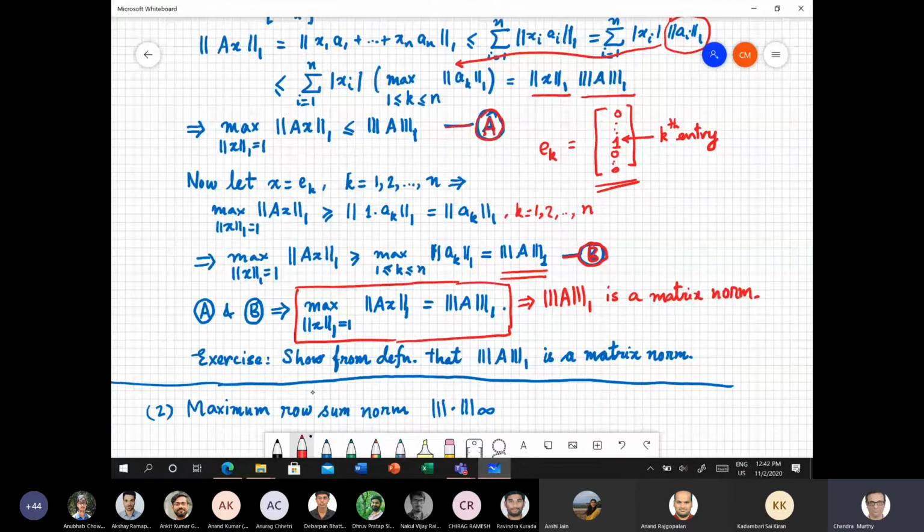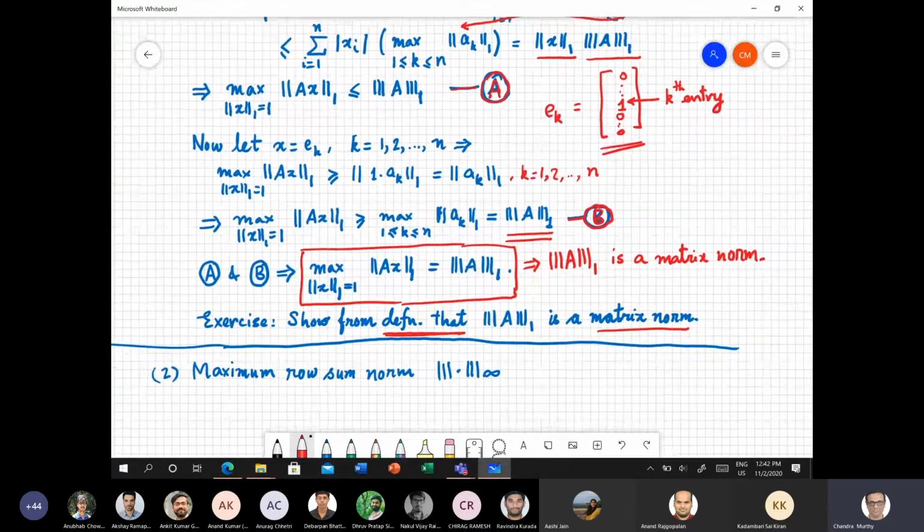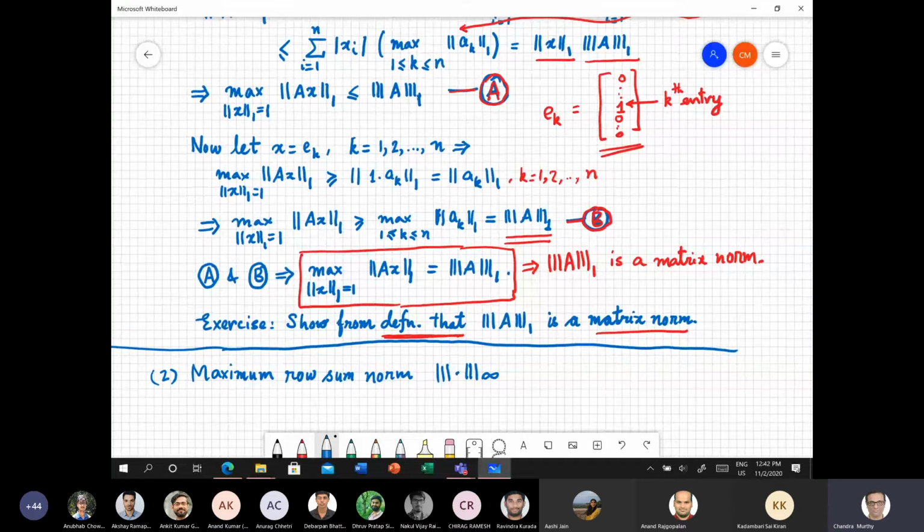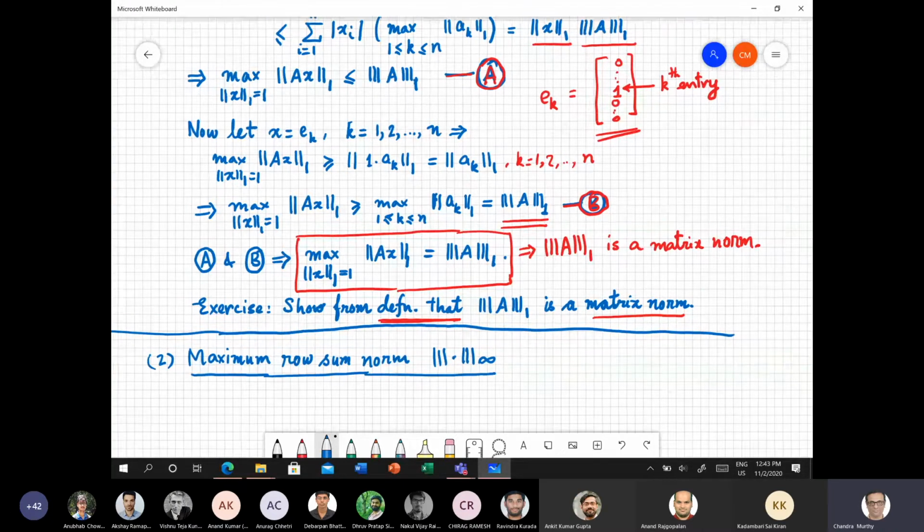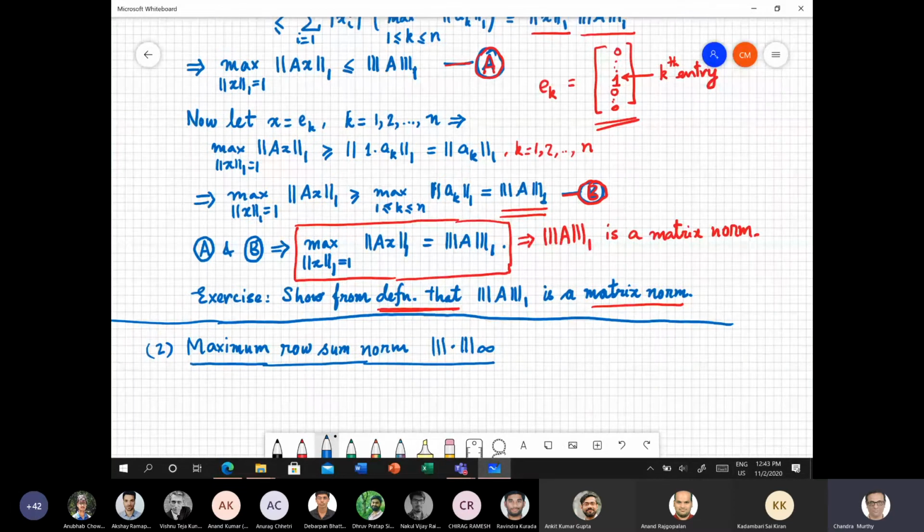Okay, so the exercise that I closed the previous lecture with was to show from definition that this L1 norm of A, the maximum column sum norm of A, is indeed a matrix norm. Now we'll continue with a couple more examples. This is the maximum row sum norm. It is very similar to the maximum column sum norm, except that instead of taking the L1 norms of the columns of A, we'll now take the L1 norms of the rows of A.